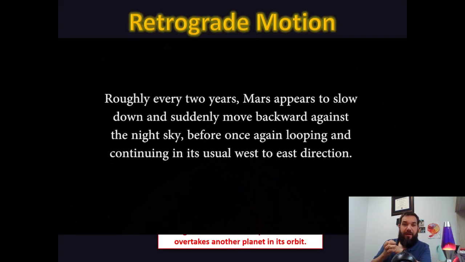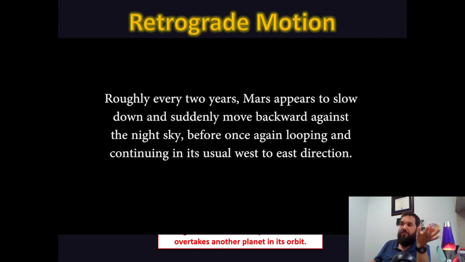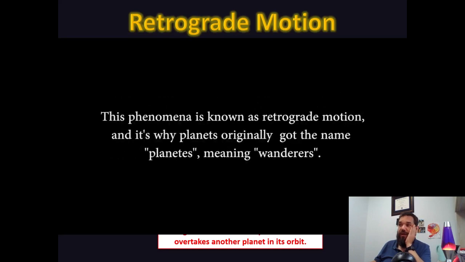So what was that about? That was the retrograde motion. So roughly every 2 years, Mars appears to slow down, then suddenly move backwards against the night sky before it stops again and continues on its usual west to east direction. That's known as retrograde motion.